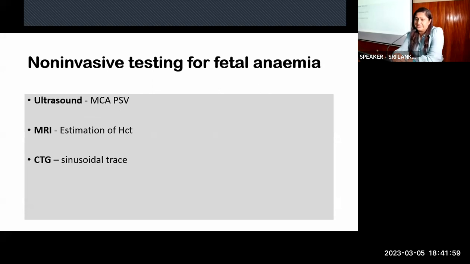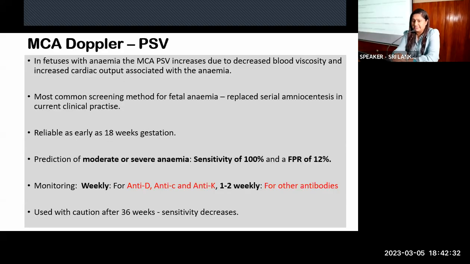As for non-invasive testing for fetal anemia, we have the ultrasound MCA peak systolic velocity, MRI, as well as CTG, where in MRI we try to estimate the hematocrit. And in CTG, of course, a sinusoidal trace is highly suggestive, one of the features of fetal anemia. Among these three, the one that has the best sensitivity in predicting fetal anemia is middle cerebral artery peak systolic velocity, which is what we are using in clinical practice.